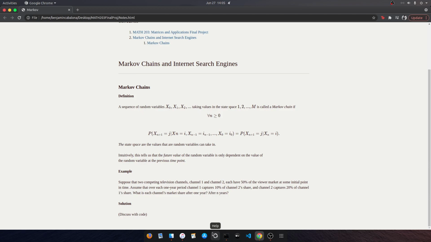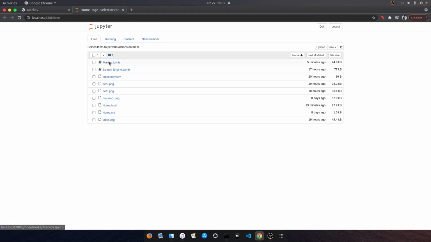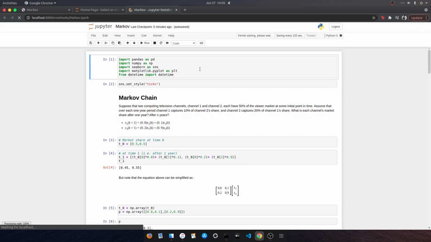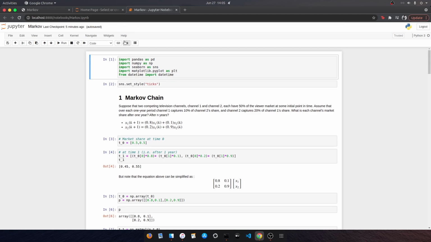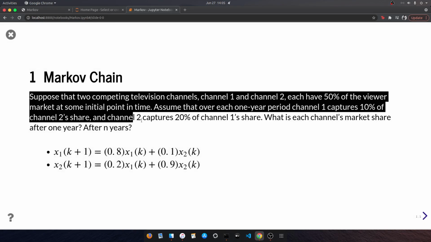So let me just open the notebook that we will be using for this lecture. Alright, so let me just go to presentation mode. So again, this is just the given from earlier.